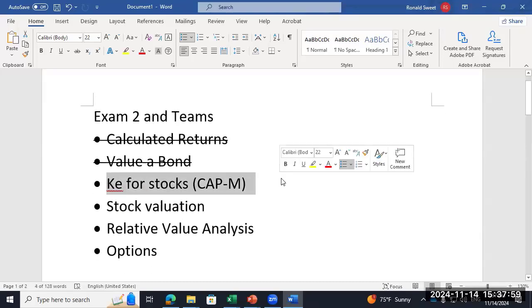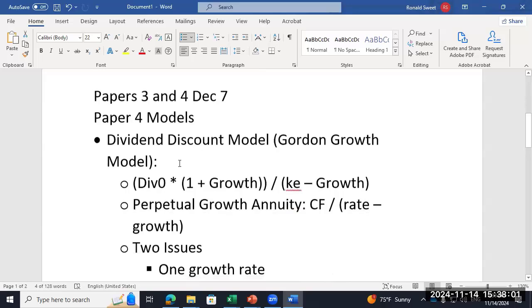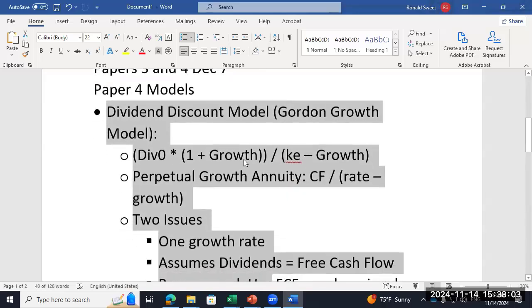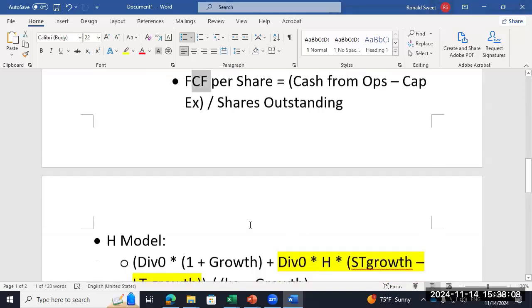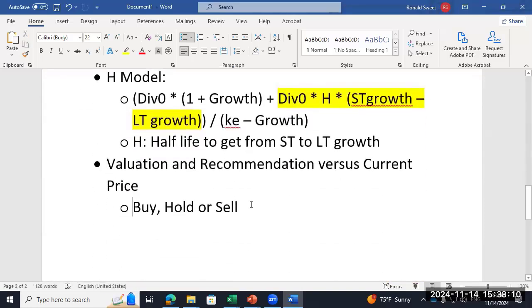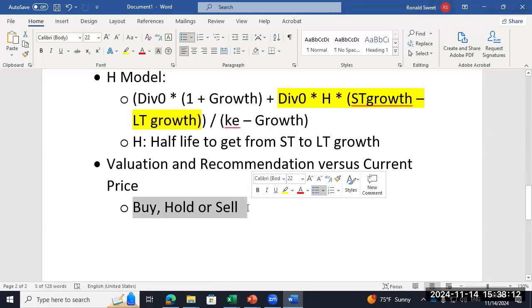So all you're doing in paper 3 is coming up with KE. Paper 4 is the valuation. You're coming up with your growth rates, your free cash flow, and getting your valuation, and you're making a recommendation. You're going to turn it in as one paper.